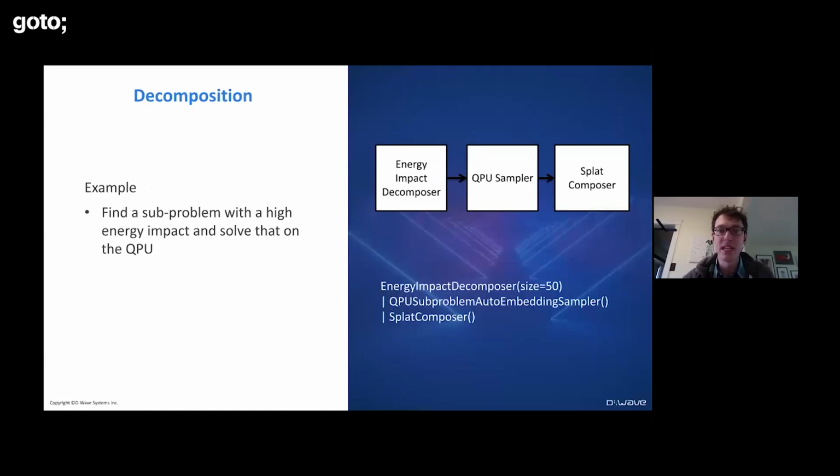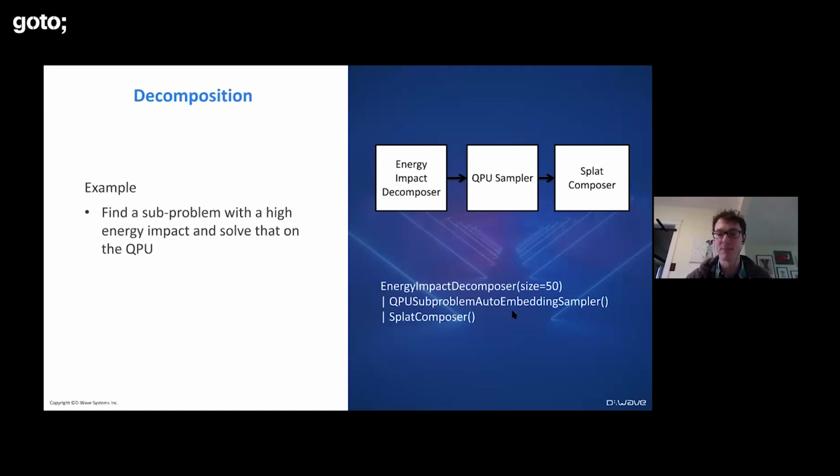So the first and most commonly thought of form of hybrid computing is something that we call decomposition, which is to say I have a problem that is too large for the quantum computer, and I would like to break it into chunks, solve those chunks on the quantum computer, and then reincorporate that chunk into my overall problem.